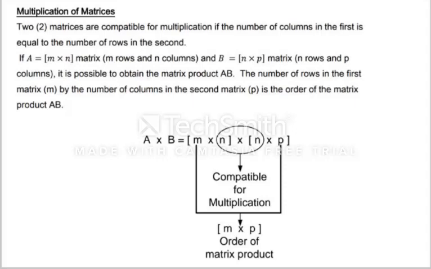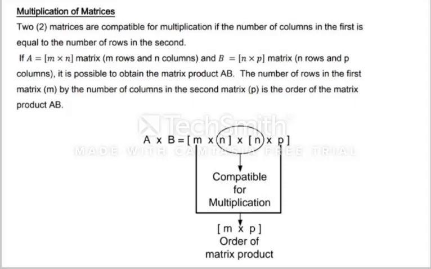So first thing, this is what we said. Two matrices are compatible for multiplication if the number of columns in the first matrix is equal to the number of rows in the second matrix. So what is that saying? Essentially, this is saying that you can't just multiply any two matrices together. In order for you to multiply two matrices, the two matrices have to be compatible.